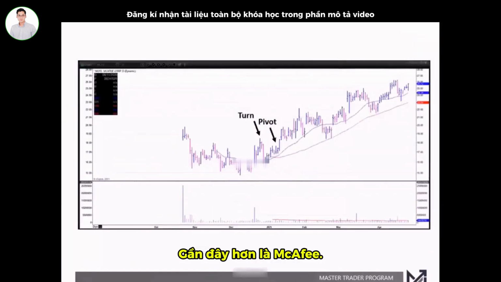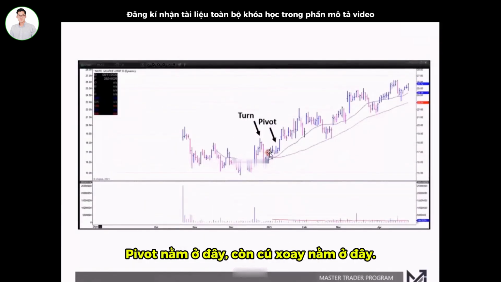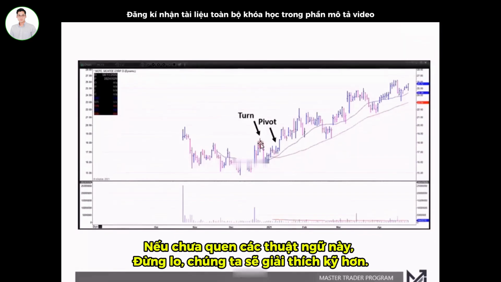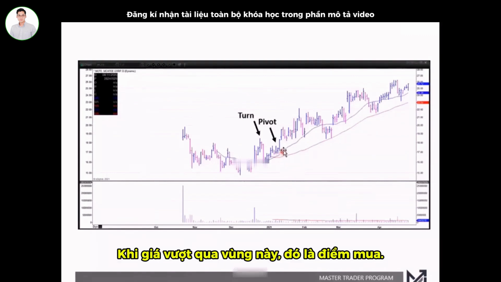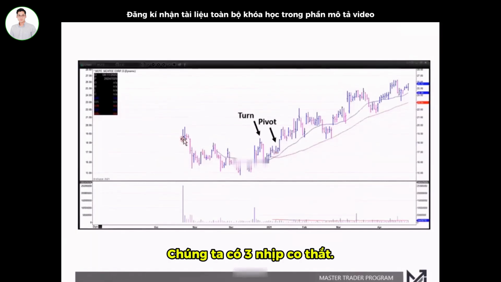Here's something more recent, a McAfee setup. You can see right here how the pivot's here, but then you've got the turn right here. And again, if you don't know this terminology, don't worry. We're going to get into it more, and we're going to show you, and everything's going to be explained. We're not going to leave anything unexplained. So again, right here, this pivot, as it's moving, you'd be buying it as it comes right through this area, and you've got the contractions 1, 2, 3.